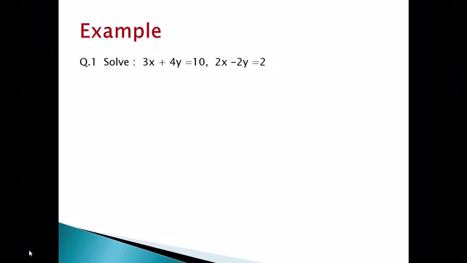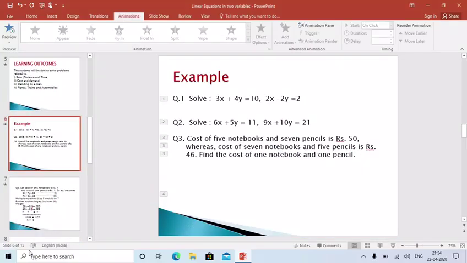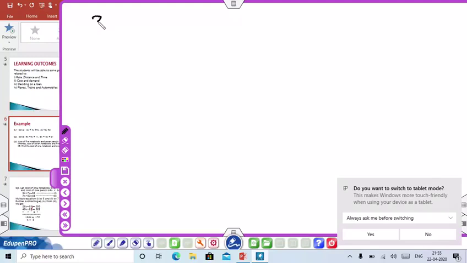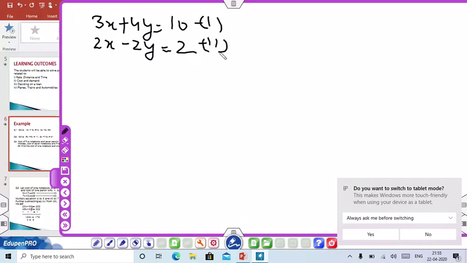You can see we are given a pair of linear equations in two variables: 3x plus 4y equal to 10, 2x minus 2y equal to 2. So let's solve these equations by the elimination method on the whiteboard. First of all, write both the equations: 3x plus 4y equal to 10, 2x minus 2y equal to 2. These are two equations. You can eliminate any of the two variables at one time. I am going to eliminate variable y.